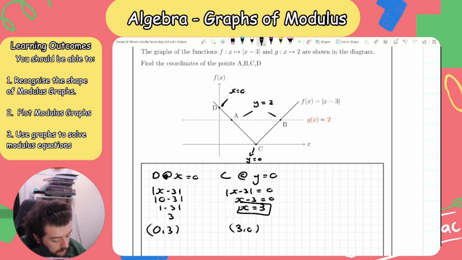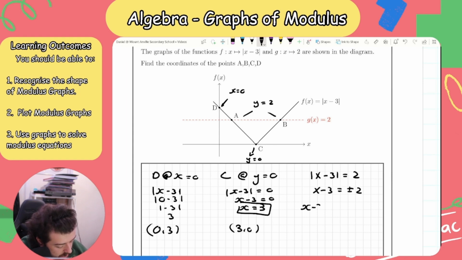So I want to look where the modulus is equal to 2. So x minus 3 is equal to 2. So x minus 3 is going to be equal to plus or minus 2. So x minus 3 equals minus 2. X minus 3 equals positive 2. X is going to equal 1. And x is going to equal 5.